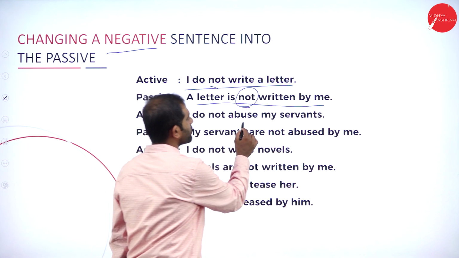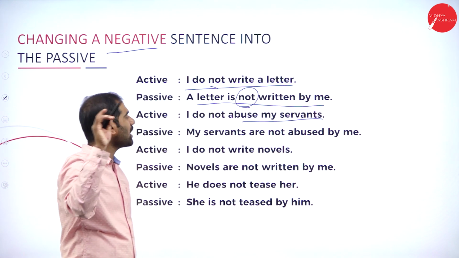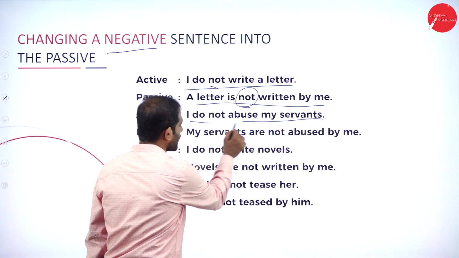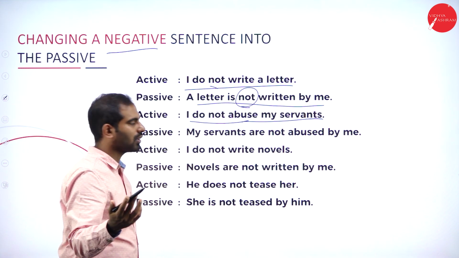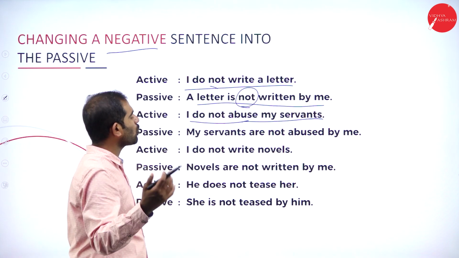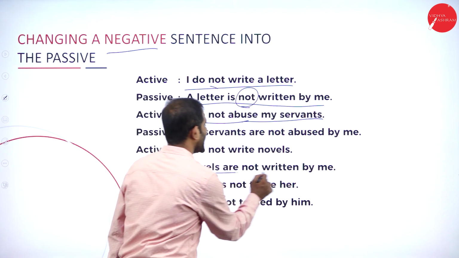I do not abuse my servants. My servants are not abused by me. I did not or I do not. Right? My servants are not abused by me. I do not write novels. Novels are not written by me.